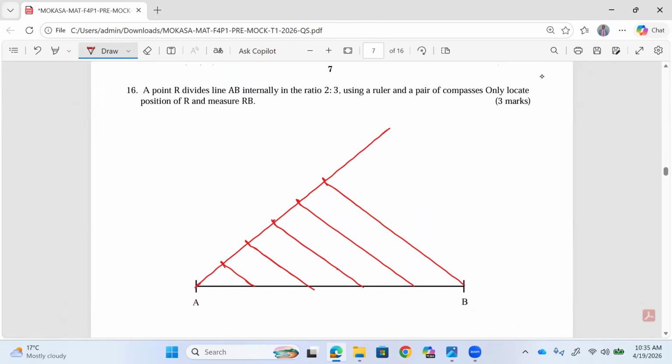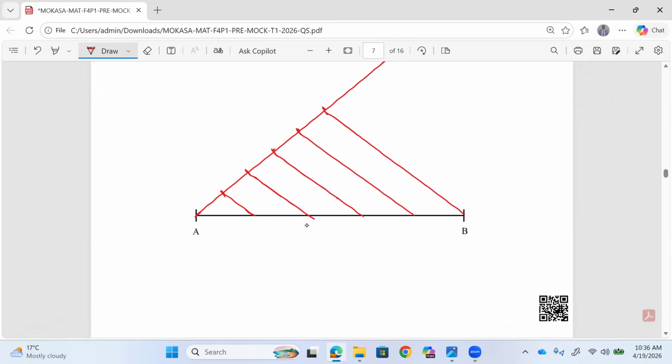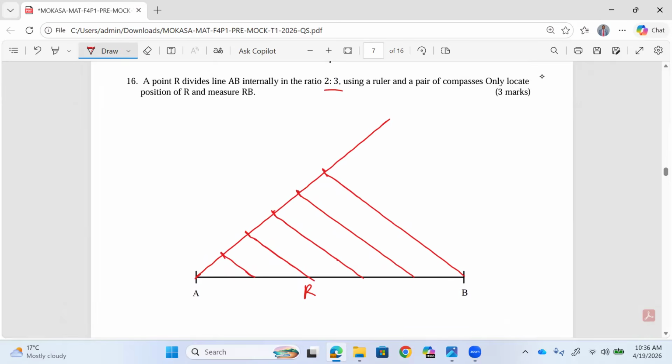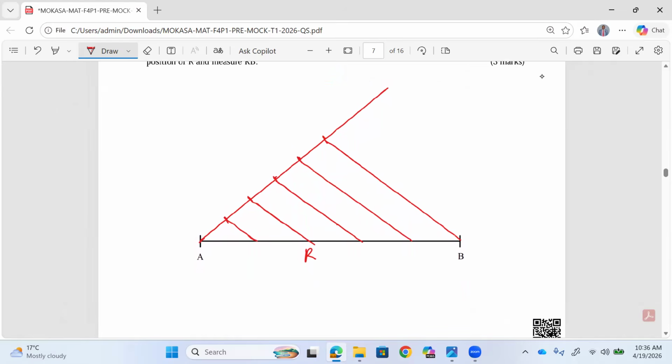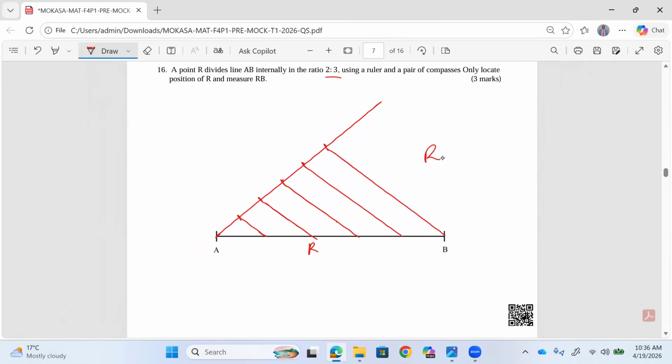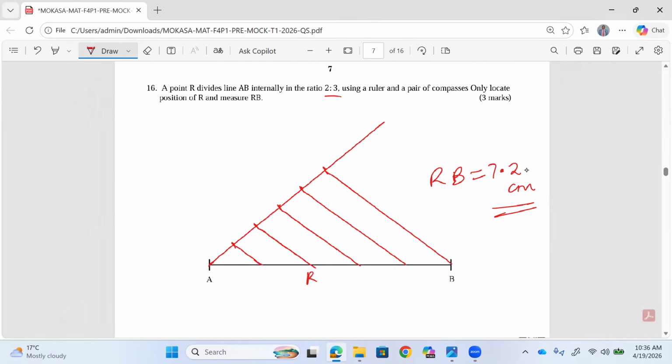So if those are 5 equal parts and R is dividing it internally in 2:3, then 2 proportions are there, so that we have 3 proportions on the other side. Now we are supposed to measure from R to B. You use your ruler to measure from this point to the other side, and I discover that this distance is exactly 7.2. That is what we call proportional division of a line. RB is 7.2 centimeters.